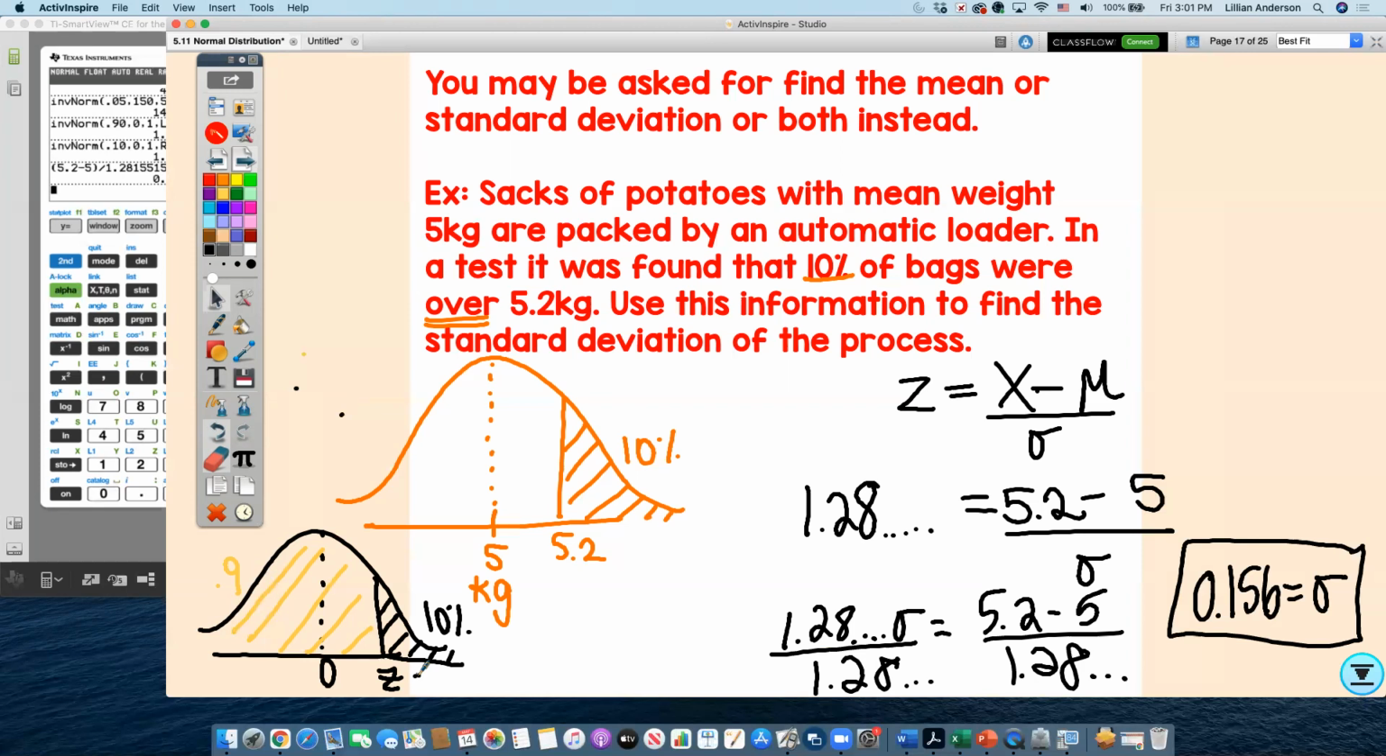You use inverse norm to find that Z-score. Inverse norm, for those who do not have the tail feature, always has to use the probability that's to the left of that value. Otherwise, you're not going to get the correct Z-score value. Anybody who has the tail feature just has to let the calculator know we're talking about area to the left or to the right.